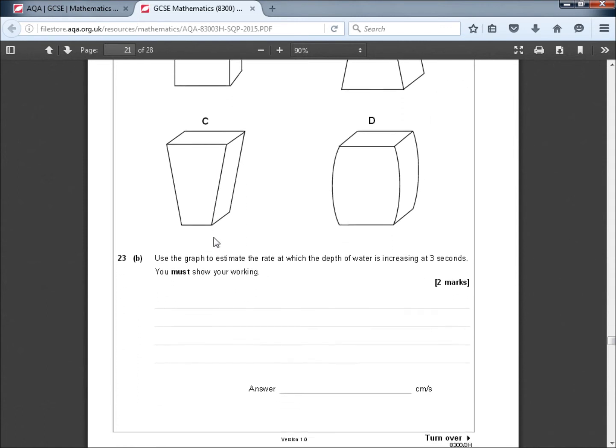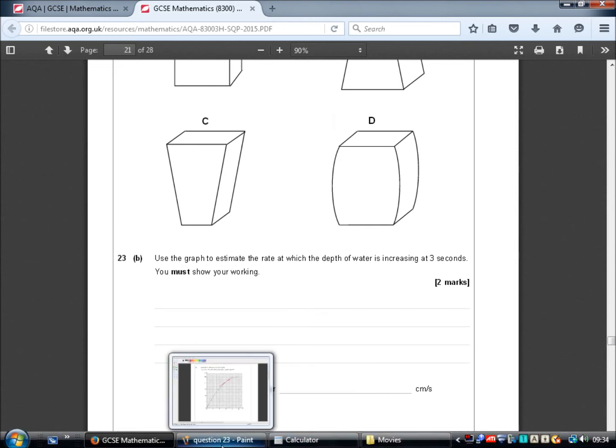Now for 23 part B, it says use the graph to estimate the rate at which the depth of water is increasing at 3 seconds. You must show your working. Well, you will need to show your working here, but you also need to show your working on the graph.